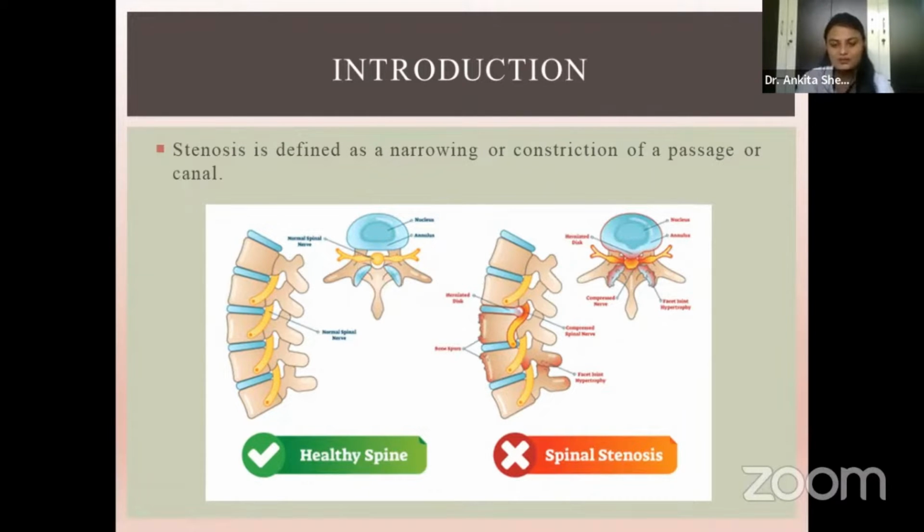On the left side, we see a healthy spine where the intervertebral discs are well intact. The space is well defined and triangular in shape. Whereas on the right side, we see a spinal stenotic spine where there is osteophyte formation, herniated disc. Along with that, there is narrowing of the spinal canal. So let's just study spinal stenosis a little more in depth.